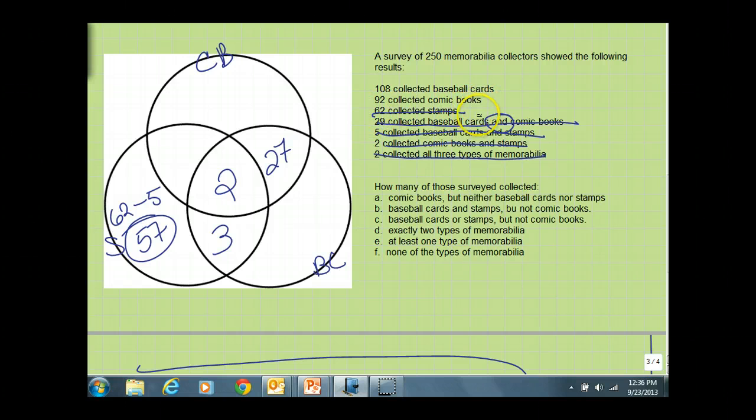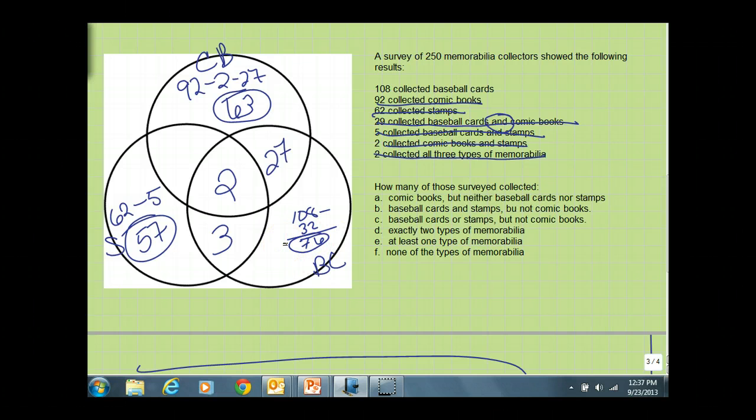92 collected comic books. Same thing. We're going to take 92, subtract 2, and subtract 27 from it. So we have 63 here. And then the last one is 108 baseball cards. So we're going to take 108. We're going to subtract from it 3 plus 2, which is 5, plus 27, which is 32. Okay, so 108 minus 32 is 76. Okay?